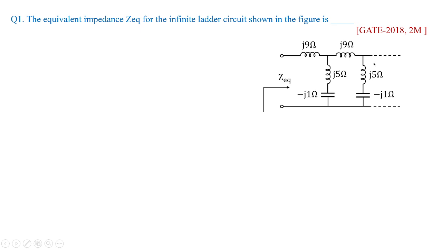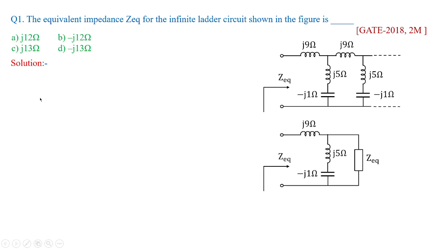So what we have to do, this infinite ladder network has to be reduced to common form. What common form? You can see you have on the right hand side Z equivalent, and you have 9J ohms, 5J ohms, and minus 1J ohms keep on repeating over the successive ladder arrangement. So just replace this 9, 5 and minus 1 with Z equivalent. So when you look into the options, these are options given. So we'll go with the solution.